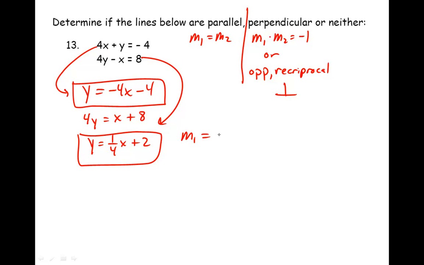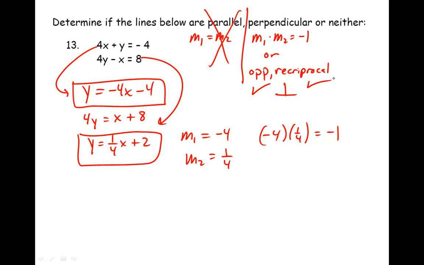Slope 1 is equal to -4, and slope 2 is equal to +1/4. So they're obviously not parallel because they're not equal to each other. But if I multiplied these two numbers, it would equal -1. The other thing you can recognize is that one of them is positive and one of them is negative, so that's the opposite idea. And 4 and 1/4 are reciprocals of each other, so they are opposite reciprocals. So these two lines are perpendicular.